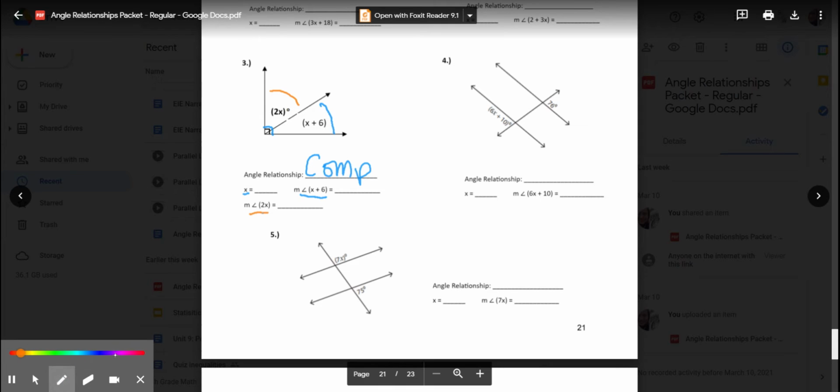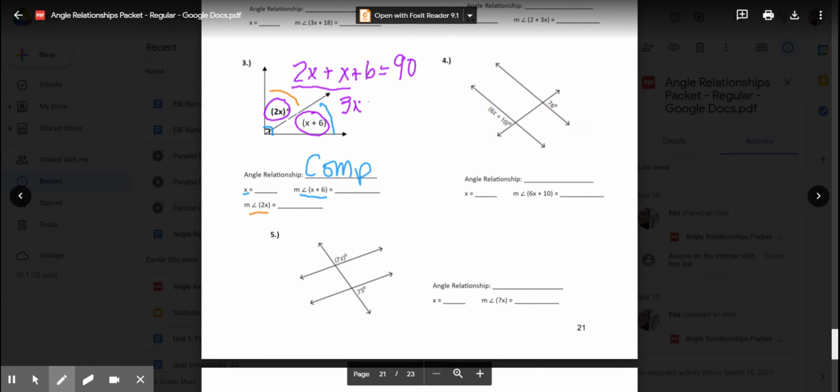So my equation is going to be this angle here plus this angle here. When I add them together, I get 90, so it's angle plus angle equals 90. Now before I can solve this equation, I have to simplify. So I'm going to combine like terms, and this time my like terms are the x's. So 2x plus x is 3x. So 3x plus 6, I can't add that because it doesn't have a variable with it, equals 90. So now I'm just going to solve this two-step equation.